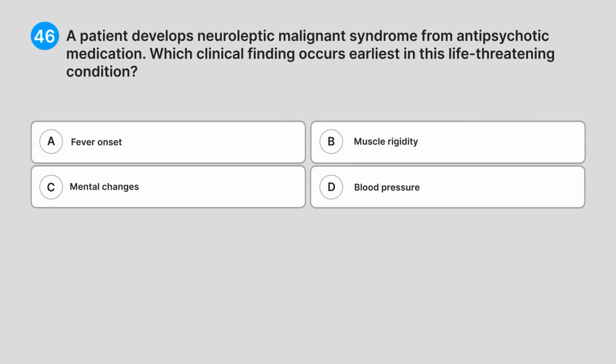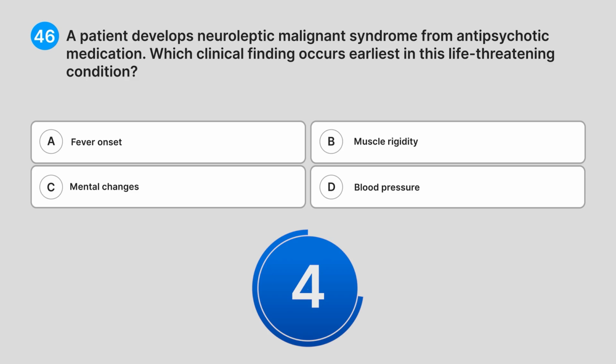46. A patient develops neuroleptic malignant syndrome from antipsychotic medication. Which clinical finding occurs earliest in this life-threatening condition? A. Fever onset. B. Muscle rigidity. C. Mental changes. D. Blood pressure. Do you know the answer?